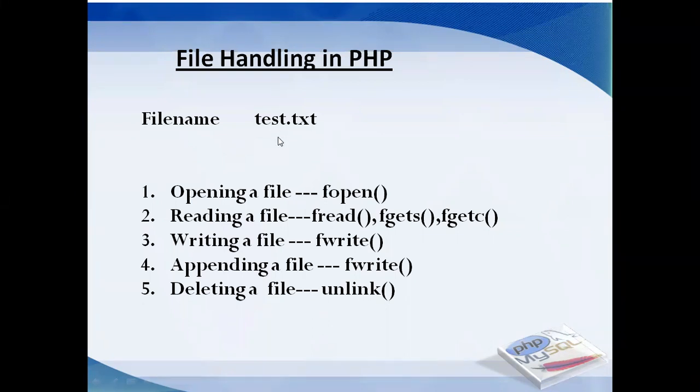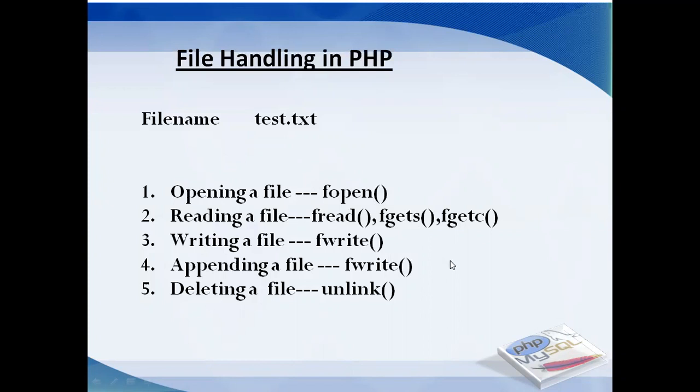What we can do: we can open a file. To open any file in PHP, we use one function, that is fopen. The fopen function is used to open a file. And if you want to read the file data, you can go for the fread function, or the fgets function. I will explain one by one later. These are the predefined functions.